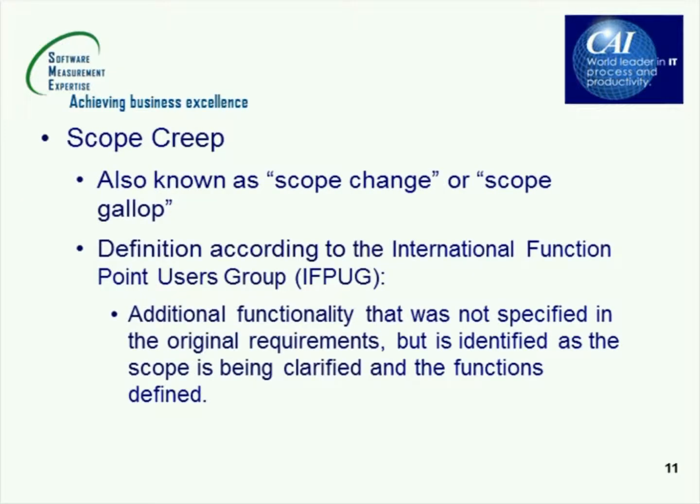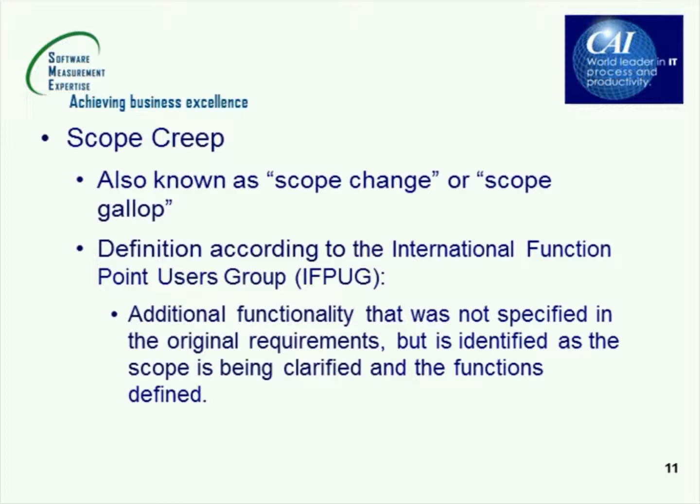And then looking at the definition of scope creep, this definition comes from the International Function Point Users Group glossary. We define scope creep as additional functionality that was not specified in the original requirements, but is identified as the scope is being clarified and the functions defined. This can go on from the very beginning of the project through delivery, and so we want to be able to recognize it and manage it throughout the scope of the project.